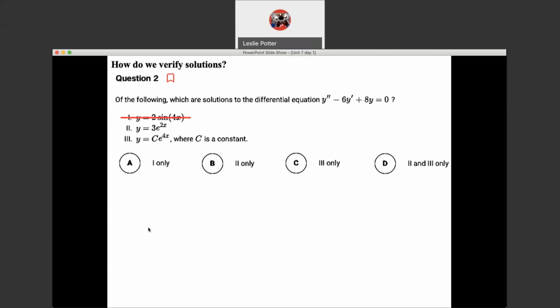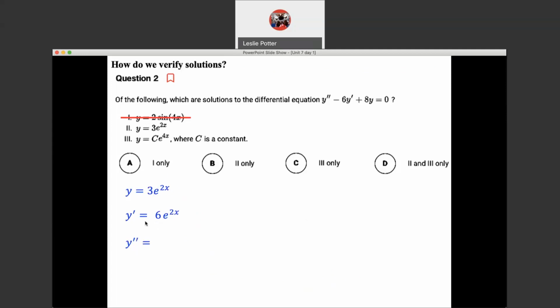Okay, so let's look at 2. So we repeat the process. We know y is 3e to the 2x. We need y prime. We'll put a chain rule here. So the derivative is going to be 3e to the 2x times 2. So I'm going to have 6e to the 2x.